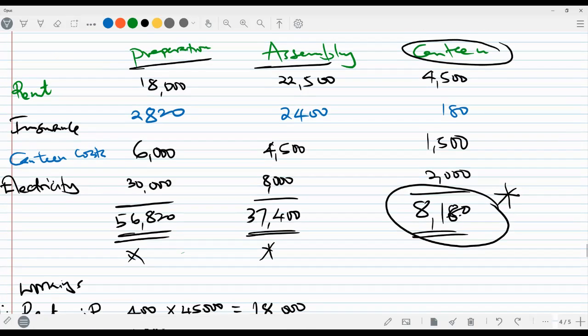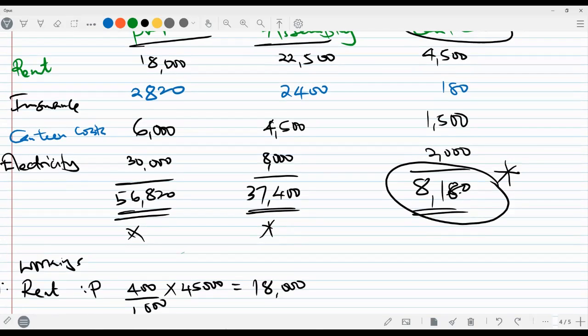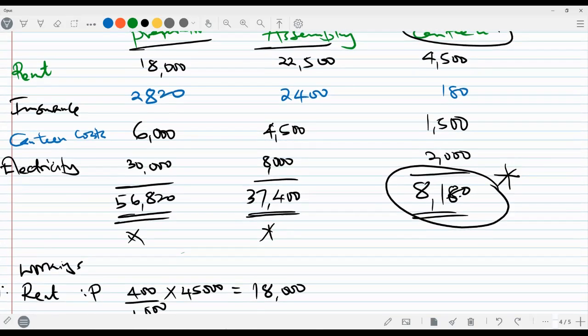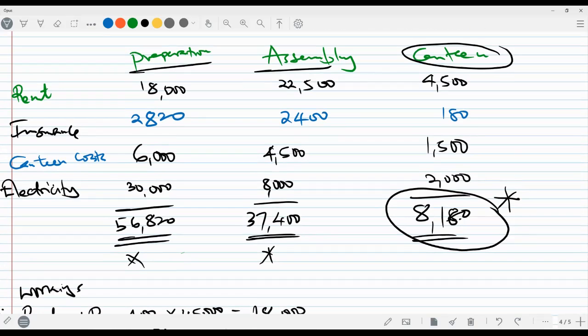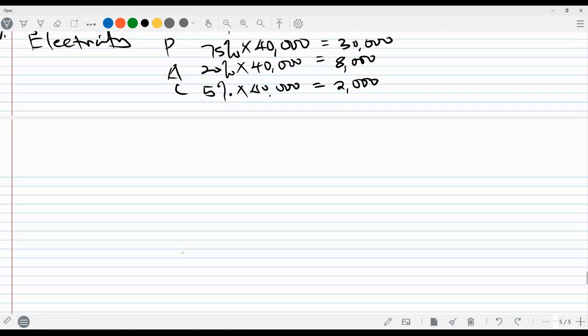So you need to reapportion the cost of the canteen among the two production departments. They're the ones involved in production either way. The canteen is there to serve them. And don't forget, as we mentioned, the canteen overhead cost is therefore based on the employees of each of those departments. Therefore, here is the reapportionment of canteen cost.